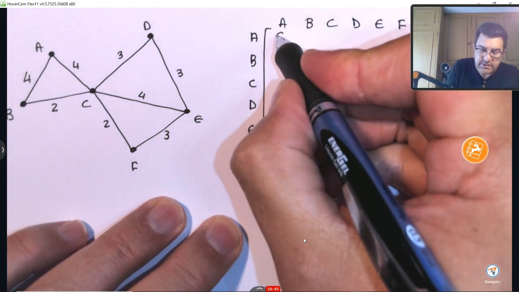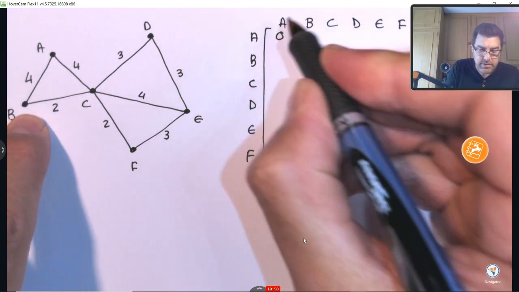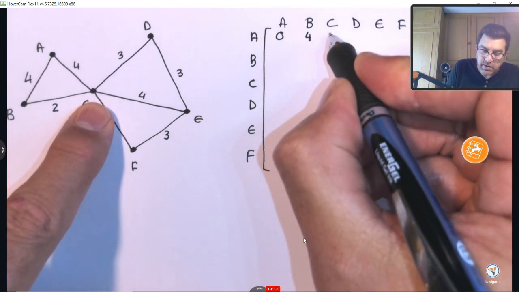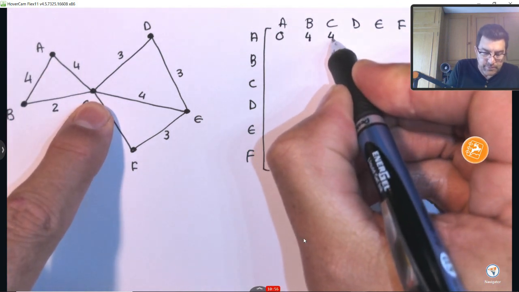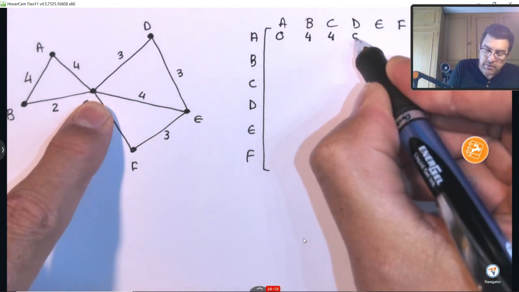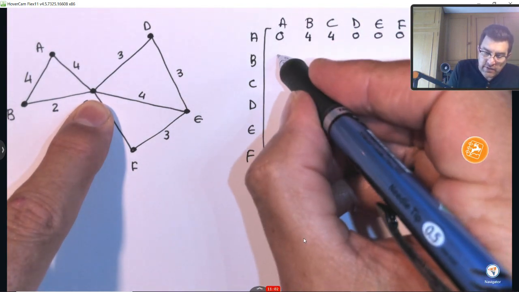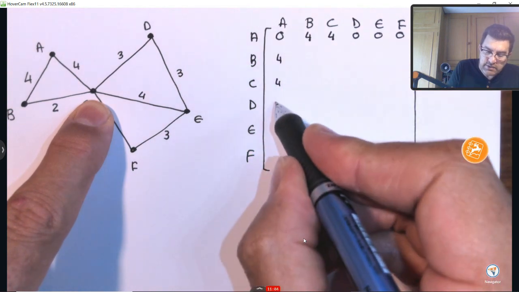So from A to A it's 0. From A to B there's a path of length 4. From A to C there's a path of length 4. There's no other path length that runs between those 3 vertices. So we have to copy that row down as a column.